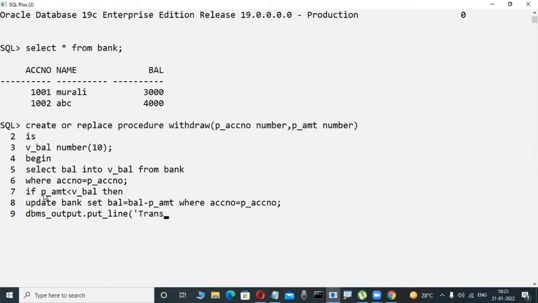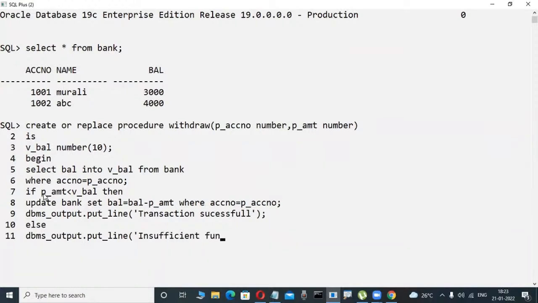Transaction successful. Don't worry about this one, just observe it here. Else, simple coding, some coding is there. And now check it out here. Else, insufficient funds.